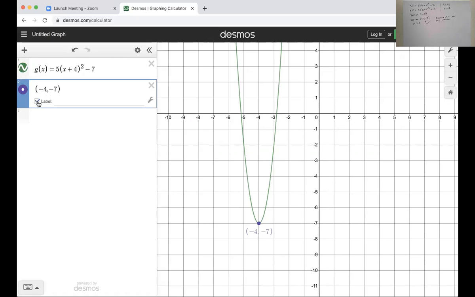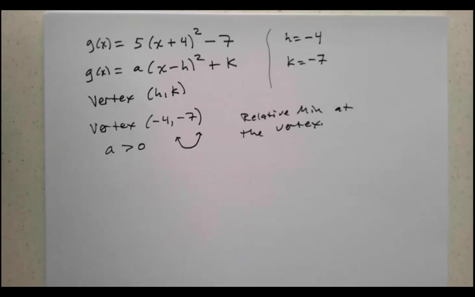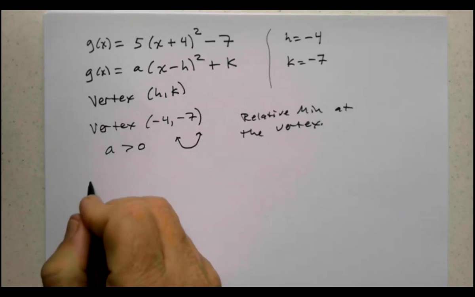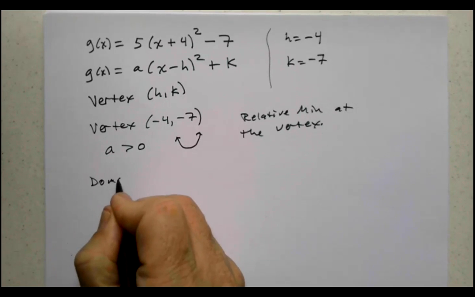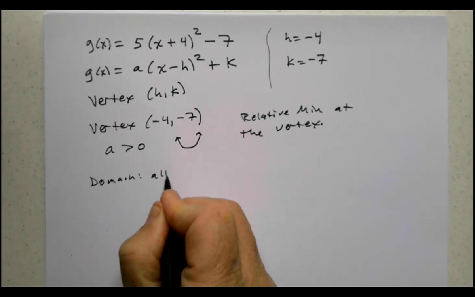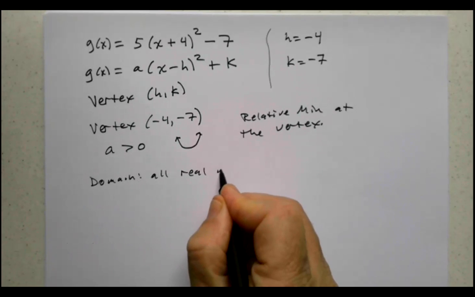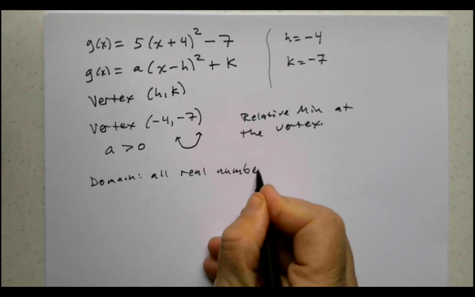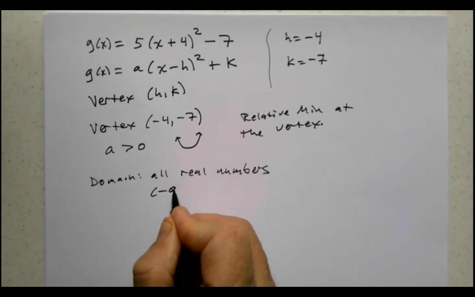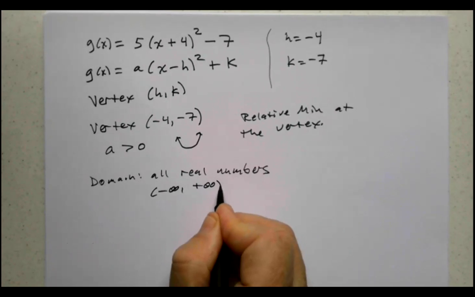Now, what do we say about the domain? Again, it's a parabola. The domain is all real numbers, x values. Any x value you want, it'll eventually get there. It grows, goes to the right, goes to the left. So our domain here is all reals. So our domain is from -infinity to +infinity.